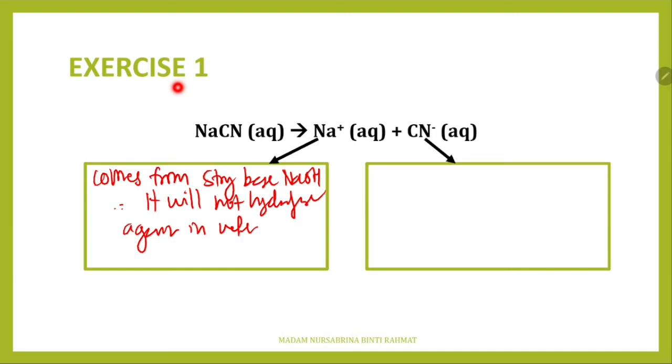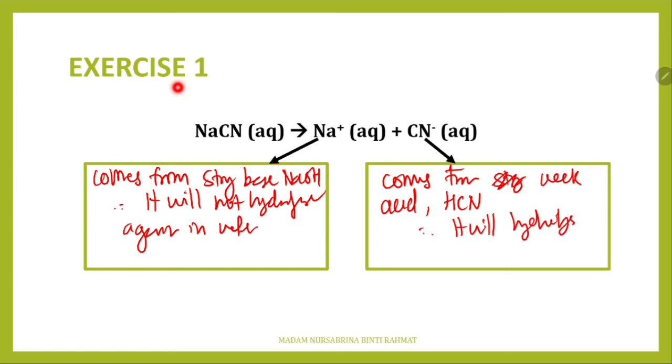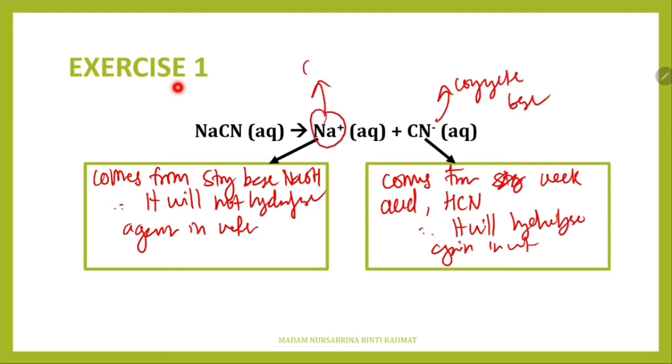Okay, so your CN minus comes from the weak acid HCN. Therefore, it will hydrolyze again in water. So your CN minus is the conjugate base. This one is a cation. So any ions that come from a strong acid or strong base, we label as cation or anion. But if they come from a weak acid or weak base, we label them as conjugate acid or conjugate base.